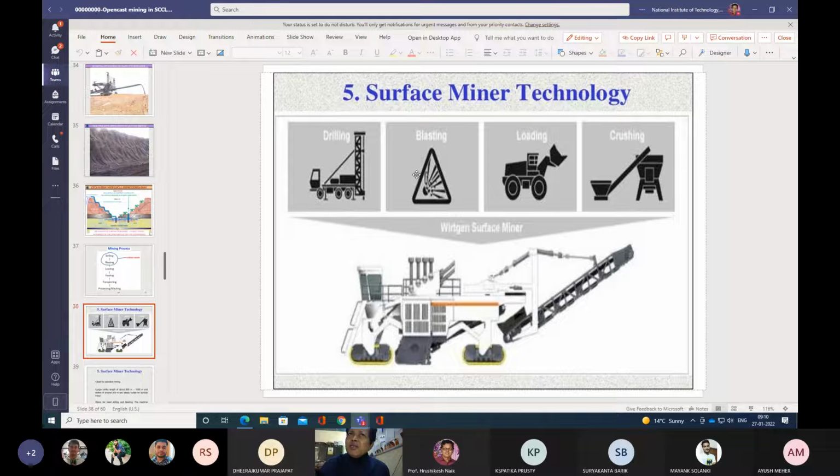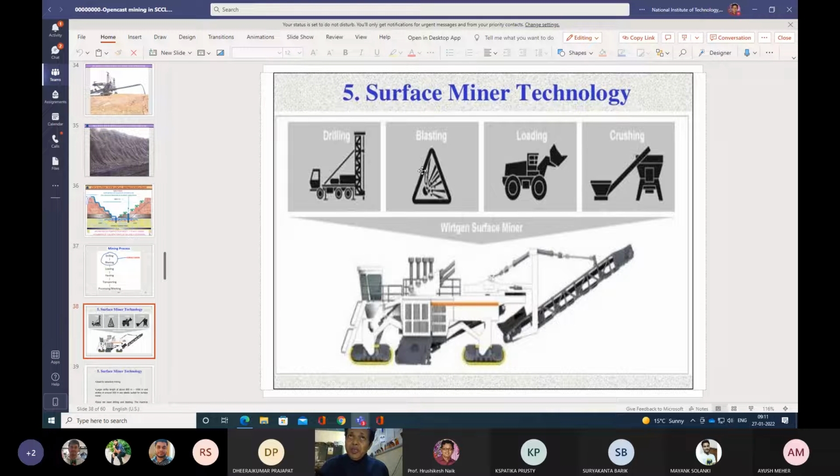And if the mine is situated very near to the village areas, the village people will complain about blasting, and they will not allow you to go for blasting because their houses will be damaged because of the fly rock, because of the ground vibration. Their houses, their schools, their roads will be damaged.